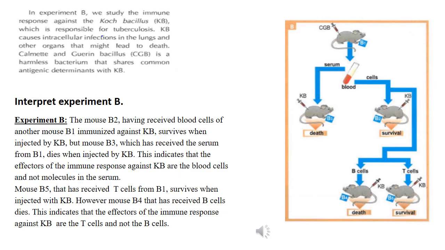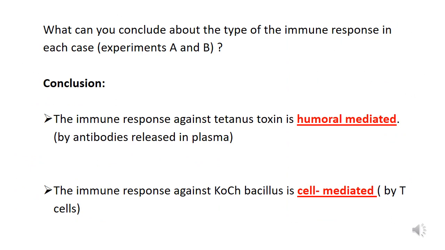So in this experiment, when the antigen is a different one, it's KB here, it's not the serum that protected the mouse, it's the cells. And now, can you understand better the meaning of specific? So, now we're done with the interpretation of both experiments. What can you conclude about the type of immune response in each case?